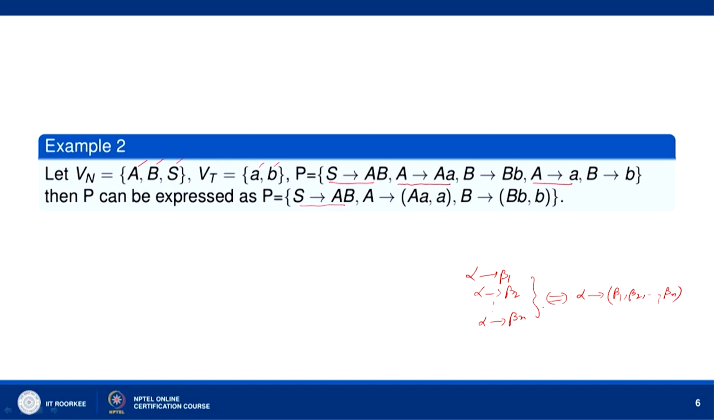Okay, so, using this, A goes to aA and A goes to A can be represented as A goes to aA, comma A, and similarly B goes to bB and B goes to B can be written as B goes to bB, comma B. So, this is for the sake of convenience that we write P in this manner.